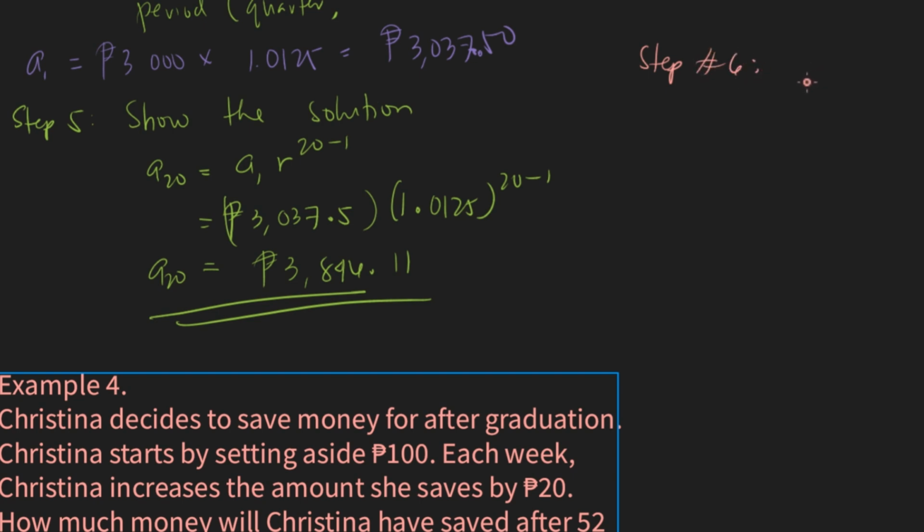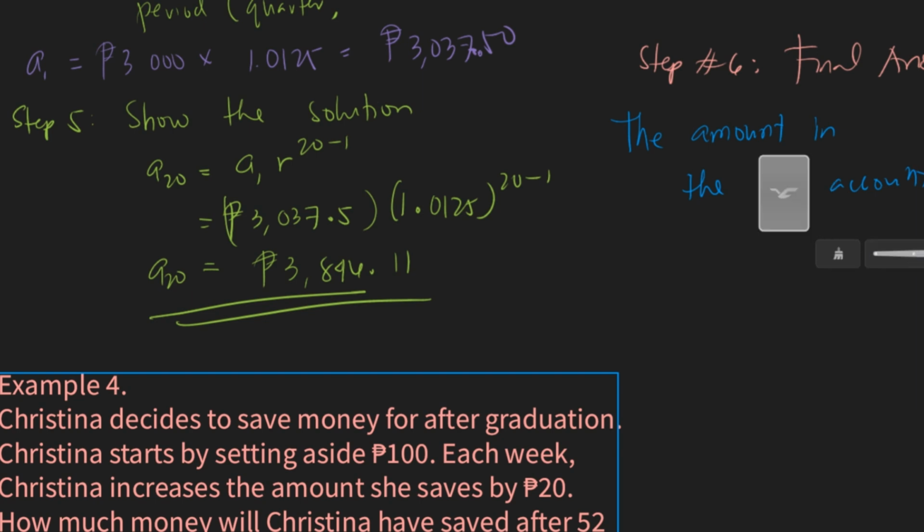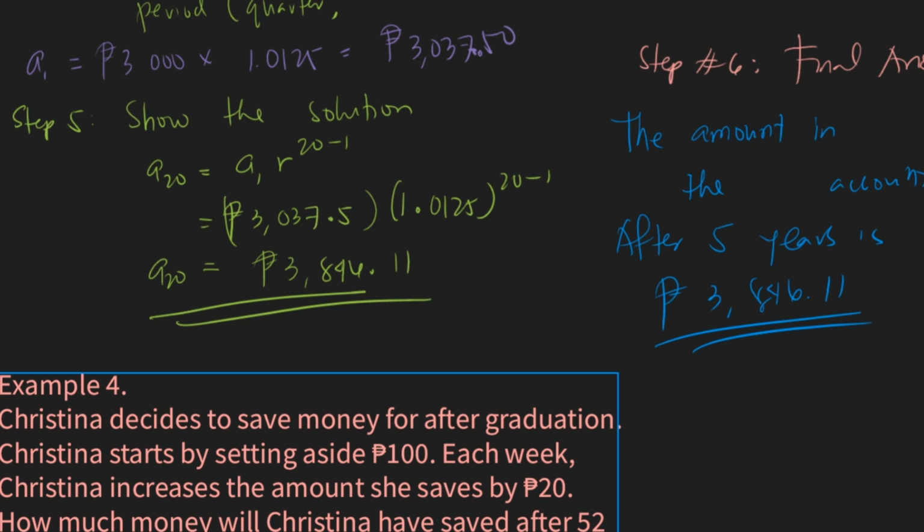All right, so last step is step number 6. What is that? The final answer. The final answer, the amount in the account after 5 years is 3,846.11.